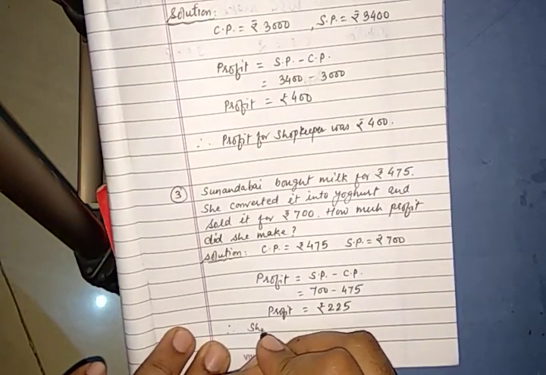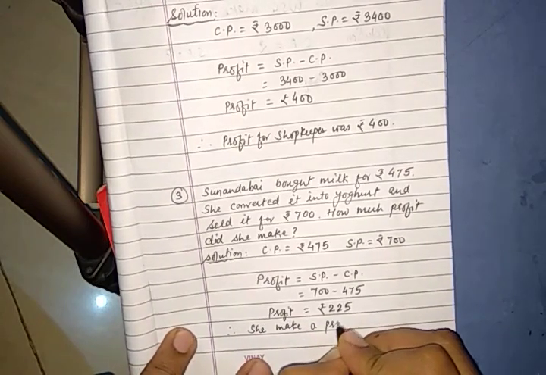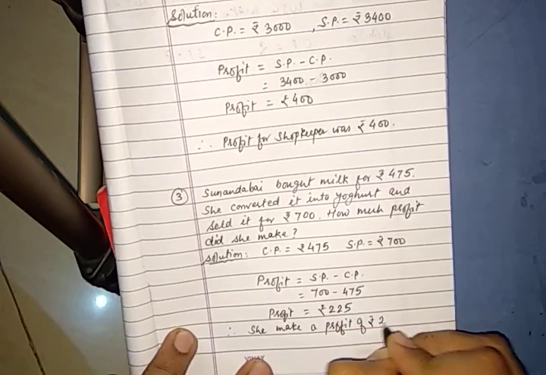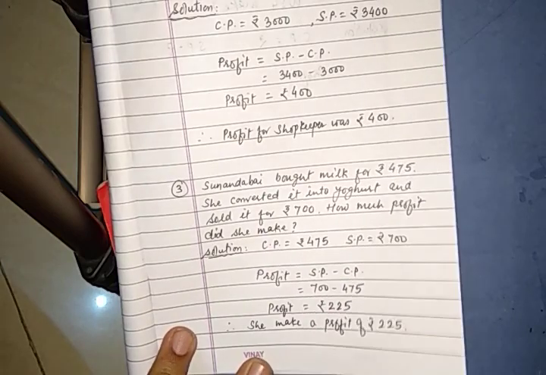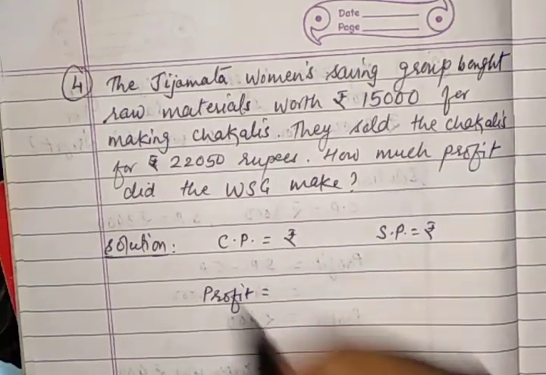So she made profit of rupees 225. Okay, let's see problem number 4.